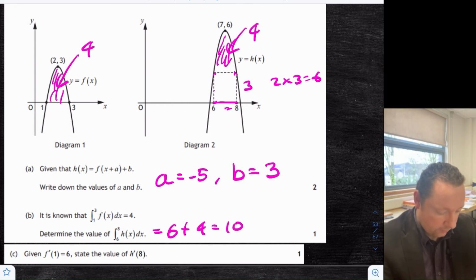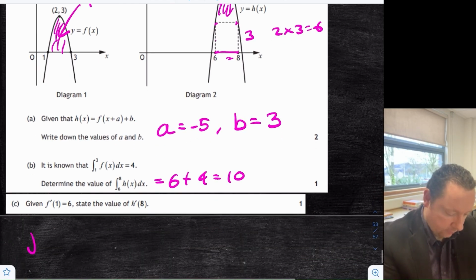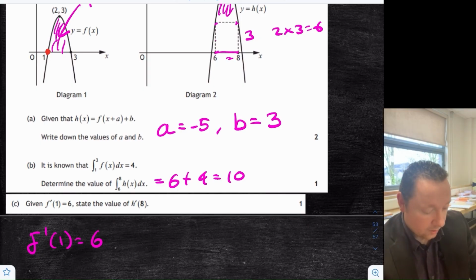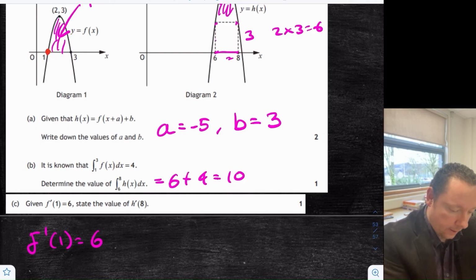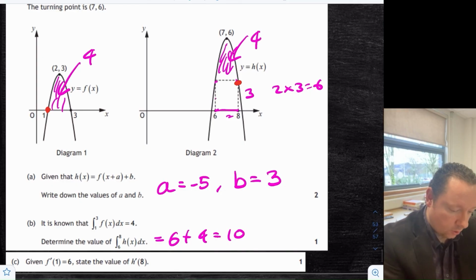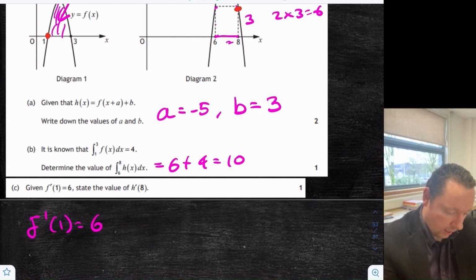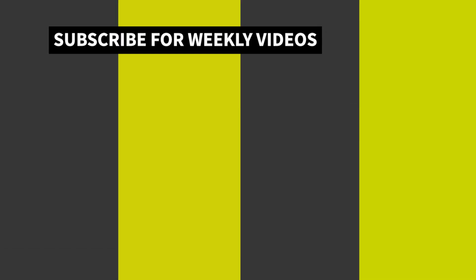Part C says, given that f dash of 1 equals 6, what's h dash of 8? f dash of 1 equals 6, let's just use a different colour pen now. That means that the gradient of the tangent at this point here equals 6, and it's asking us, what is the gradient of the tangent at 8? Well, at 8 on h of x, 8 is this bit here. Now if we imagine looking at this graph instead, that would be this point here. It's a mirror of this, so it's sloping down the way. So it's just minus 6, because it's just the other side of the graph. So h dash of 8 equals minus 6, and we're done there.